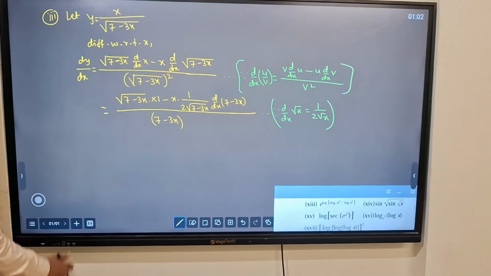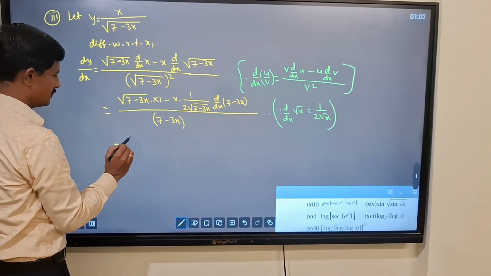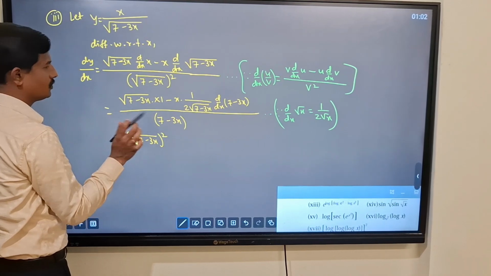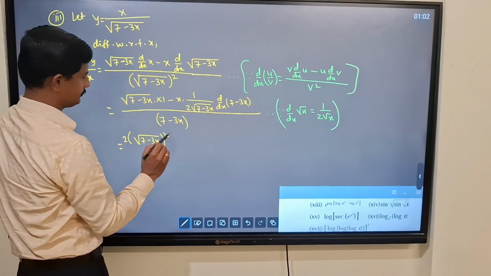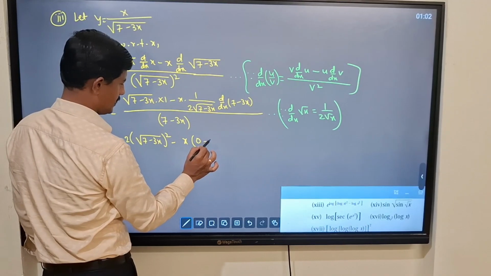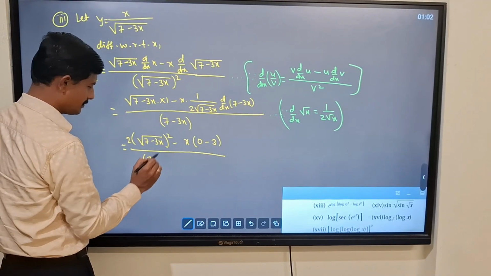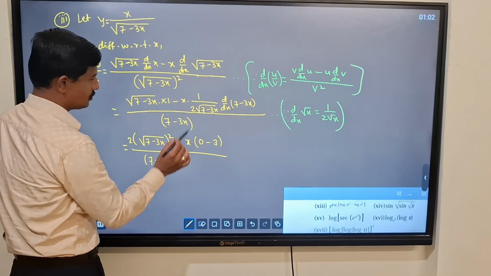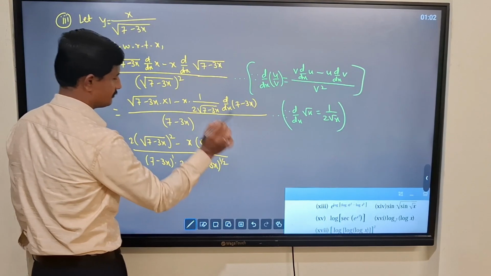Okay, now if you want to make the denominator same, then cross multiply. This will become square root of 7 minus 3x whole square, 2 times multiplication of same things, and these two will be as it is, minus x, differentiation of this is 0 minus 3 upon this 7 minus 3x as it is to the power 1, and this 2 into, I will write down this term, 7 minus 3x raised to 1 half.